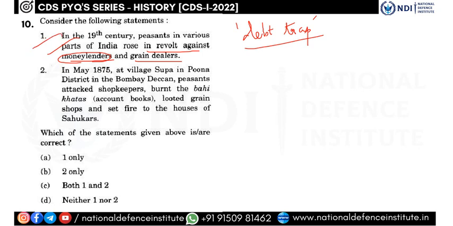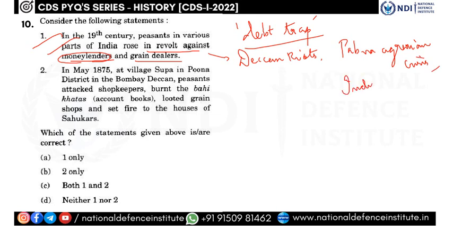So this debt trap made the farmers rebel against the moneylenders and grain dealers. The famous examples are the Deccan riots, the Pabna agrarian crisis, and the Indigo revolt. All are such revolts.